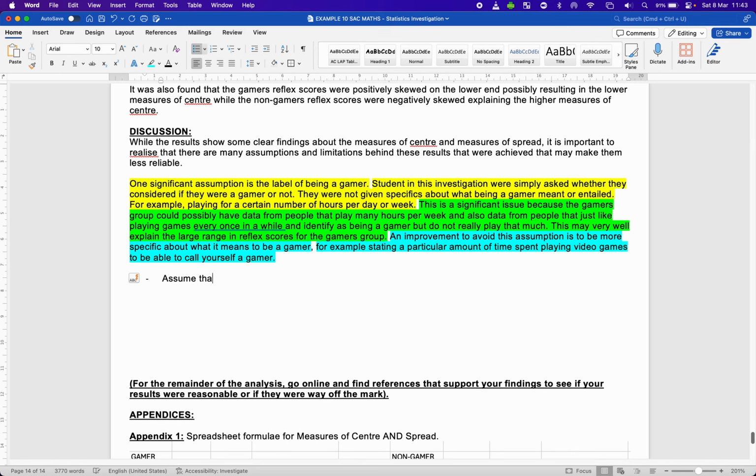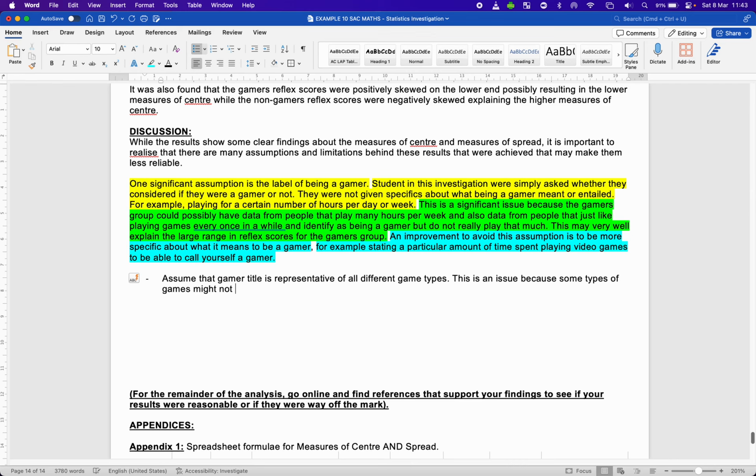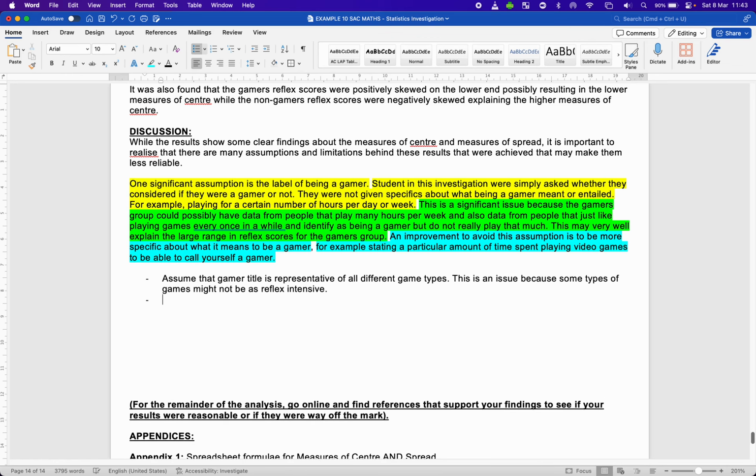Assume that the gamer title is representative of all different game types. This is an issue because some types of games might not be as reflex intensive. What if someone just likes playing really slow games versus someone who plays rhythm games a lot, for example? Yep. What's another assumption?